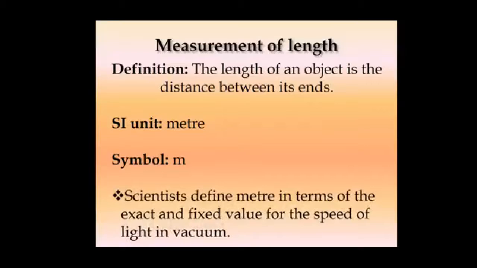And what is the meter and where did we get it from? Scientists define the meter in terms of the exact and fixed value for the speed of light in vacuum. For measurements in everyday life, it is not possible for us to determine the length of the path traveled by light in a given time interval.